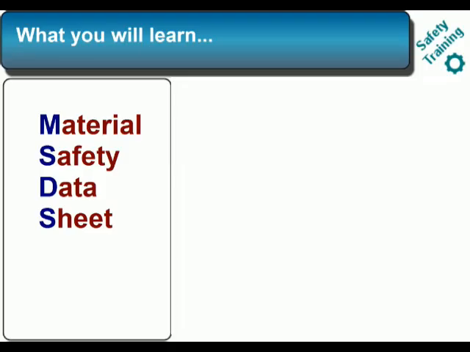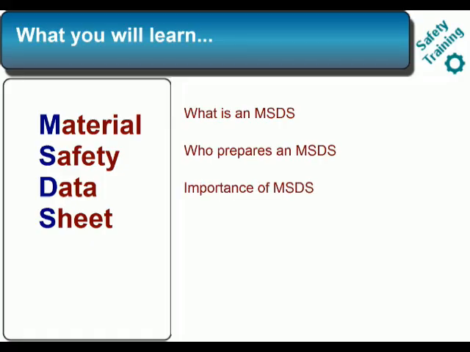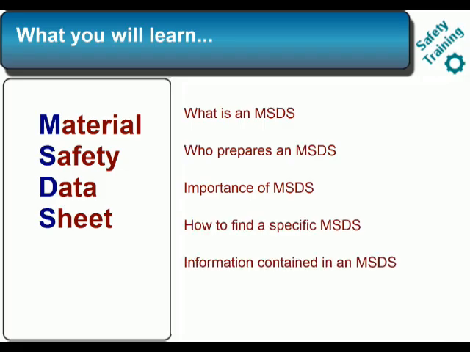Material Safety Data Sheets, or MSDS, are very important to your safety if you use or work around chemicals. In this course you will learn what is a MSDS, who prepares it, and the importance of Material Safety Data Sheets, and how to find a MSDS and the type of information contained in every MSDS.